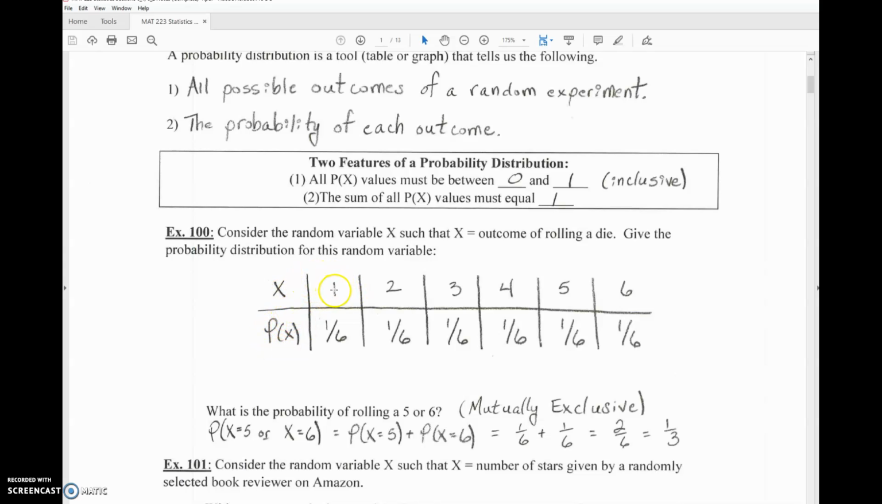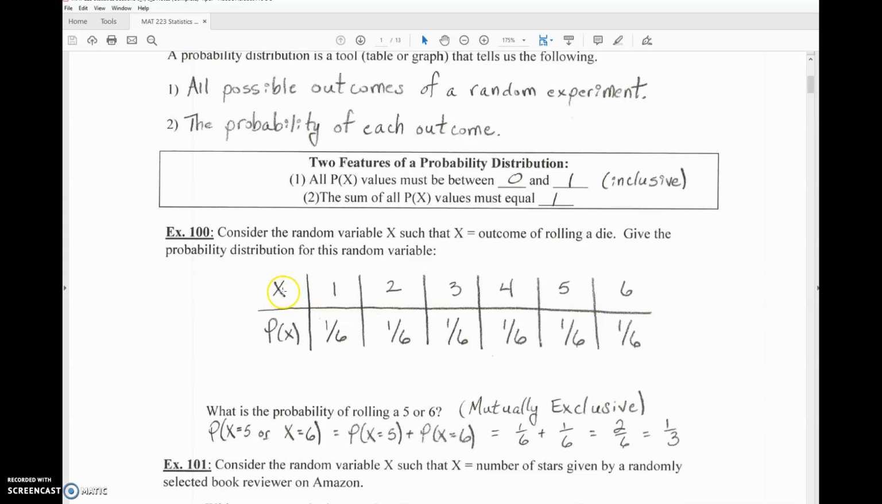So if x is 1, that's the outcome of rolling a 1. That's 1/6. If x is 2, it's 1/6. If x is 3, it's 1/6, etc. You've seen this a few times now as we've been talking about probabilities. But this is what's called a probability distribution, where we list every possible outcome. Now, it's important to understand that this is what's called a discrete random variable, and I'll talk about that in just a second.